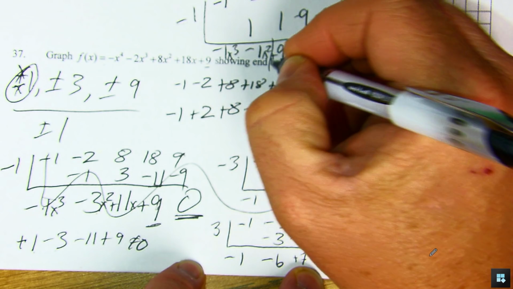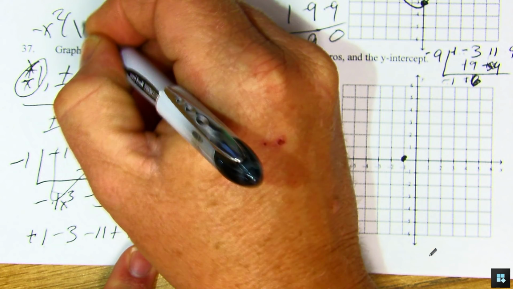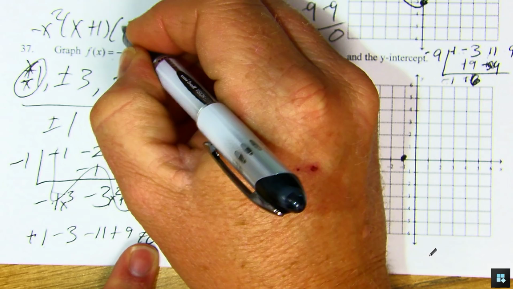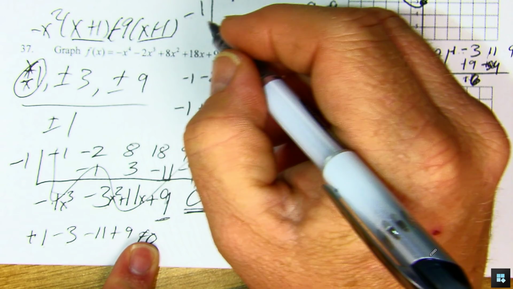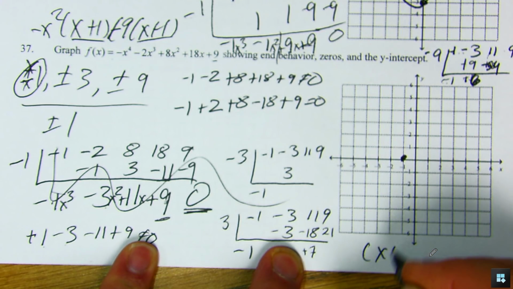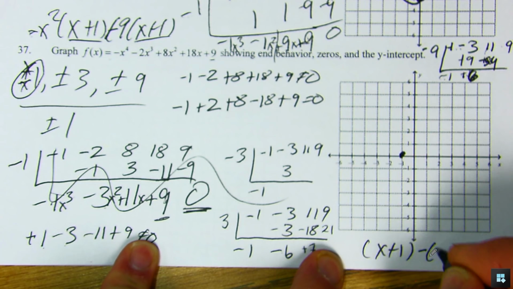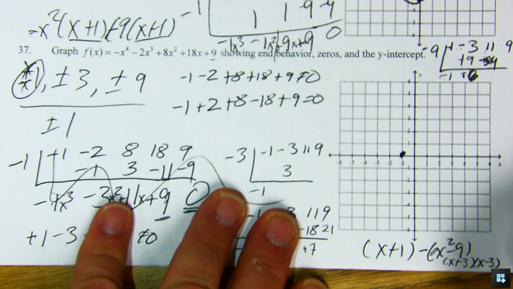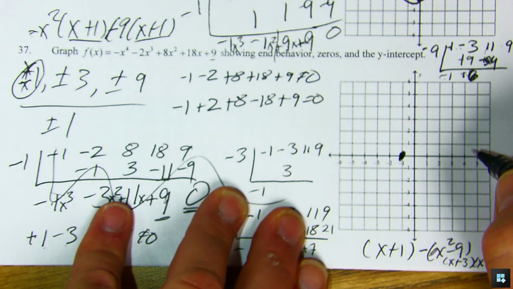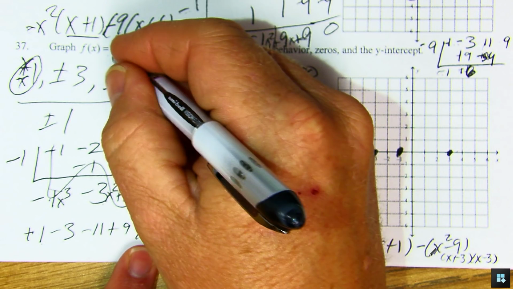Oh, now we can split it down the middle. We get negative x squared times x plus 1. Factor out the 9, we get x plus 1. So x plus 1 is another one. Negative x squared plus 9 is the same thing as a negative x squared minus 9, which is the difference of squares, x plus 3, x minus 3. There they are. Negative 1 happens twice. 3, negative 3. It's an even negative.